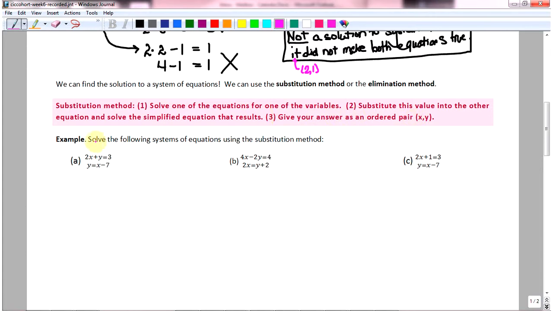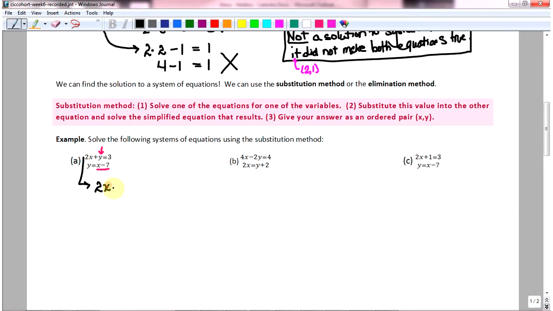So let's start this with example A. My first step, I need to solve one of the equations for a variable. Notice we already have y by itself in the second equation. Since y is equal to x minus 7, that means in the first equation, I'm just going to plug x minus 7 in where I see y.